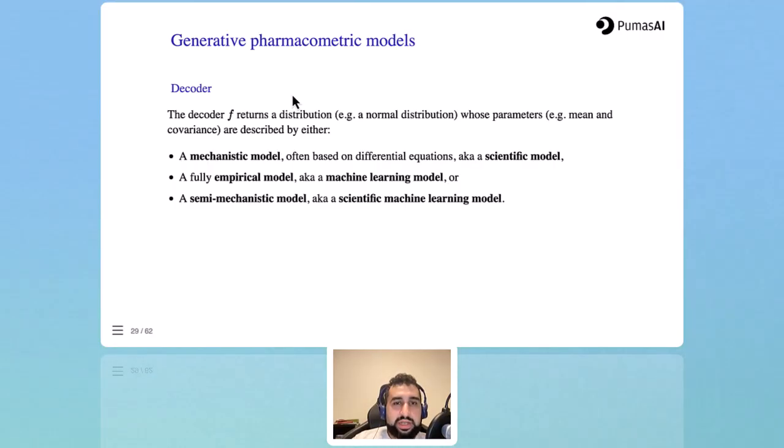But in essence, at a high level, the decoder in pharmacometric models is not much different from the decoders used in deep learning. It just uses a different structure inside of it, but it's still nonlinear. Both of them are nonlinear most of the time, at least, and it's just that here we use a mechanistic model that's based often on differential equations.